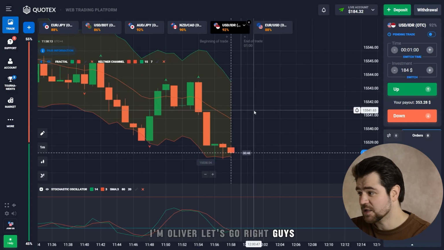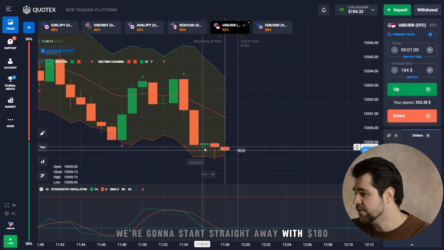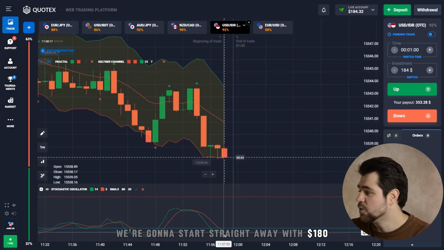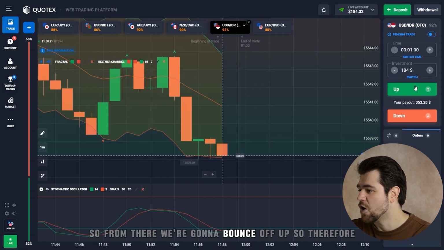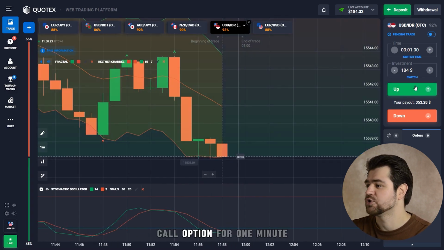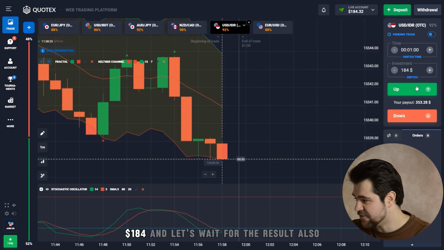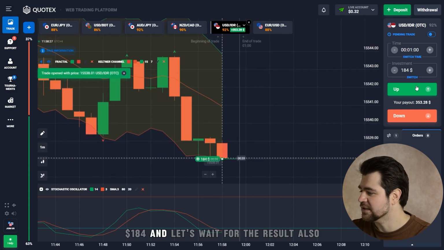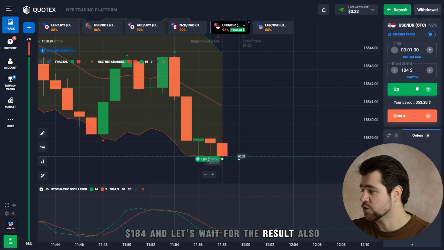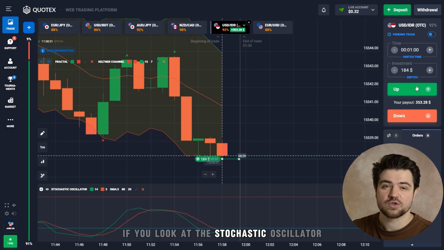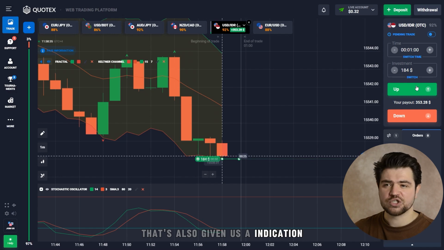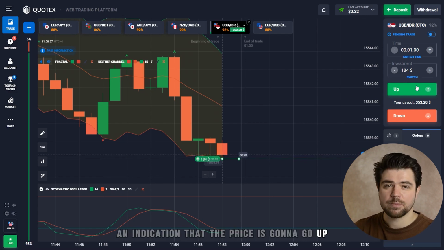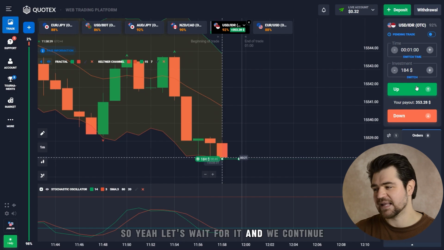Let's go. Right, guys, we're going to start straight away with $180. We got to a support level, so from there we're going to bounce up. Therefore, call option for 1 minute, $184, and let's wait for the result. Also, if you look at the stochastic oscillator, that's also given us an indication that the price is going to go up. So yeah, let's wait for it and we continue.